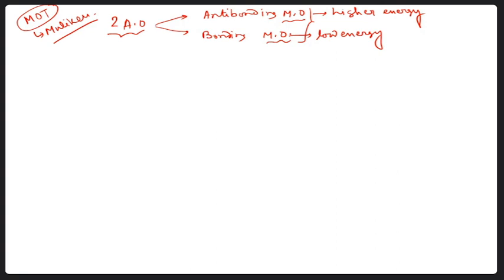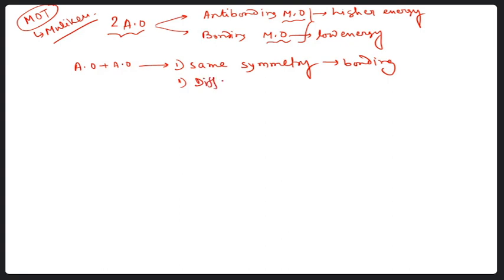So now, what are the conditions for the formation of MO? We know that the bonding MO results when the sign of the wave functions, or symmetry of the lobes of the combining AOs, is the same. Only when two AOs combine together with the same symmetry, that is the main criteria. Symmetry must be same, then it is called bonding. If the symmetry is different, then it is called antibonding.